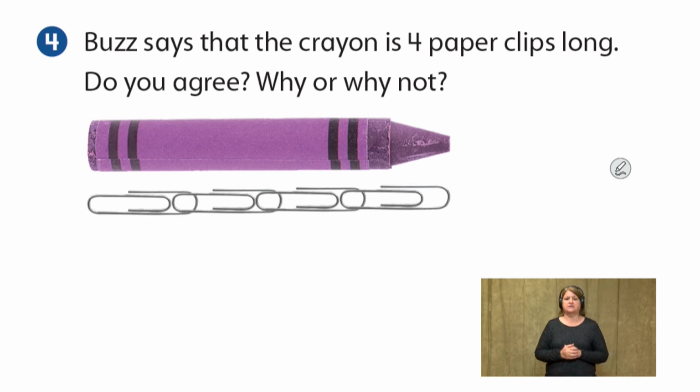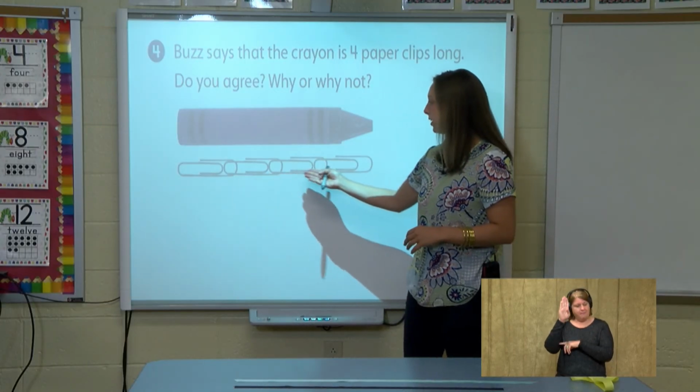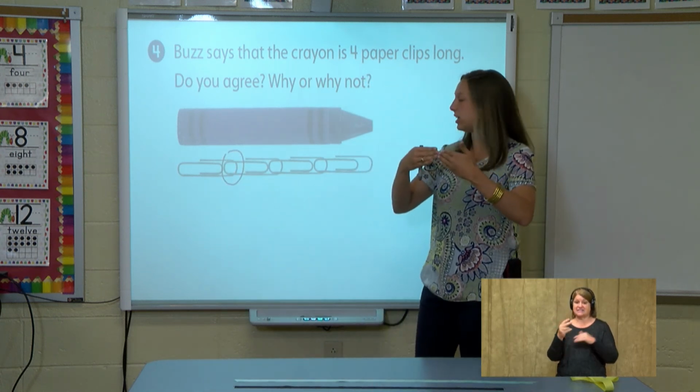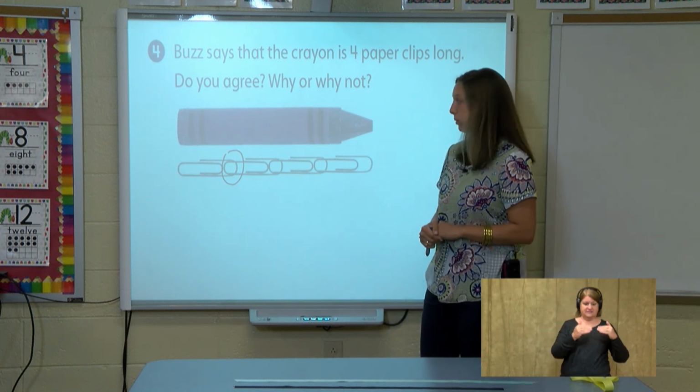All right, Buzz says that the crown is 4 paper clips long. Do you agree with Buzz or do you not agree with Buzz? Looking at our example, do you agree with him or don't agree with him? I don't agree with Buzz. By looking at my measure units, I see that they're overlapping. They're not touching the ends. So I do not agree with Buzz.